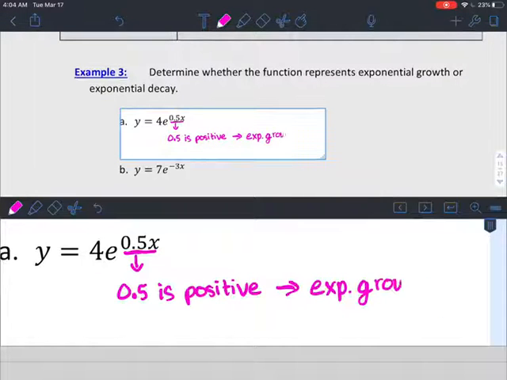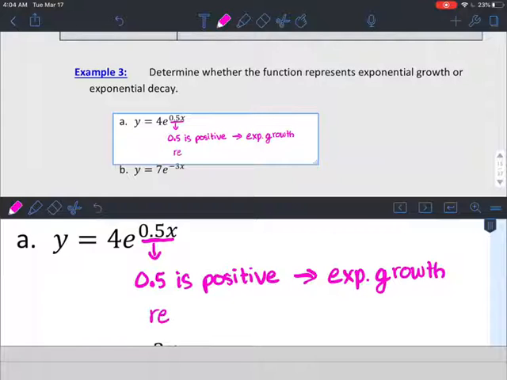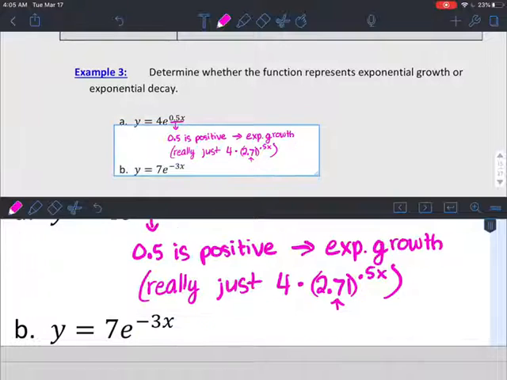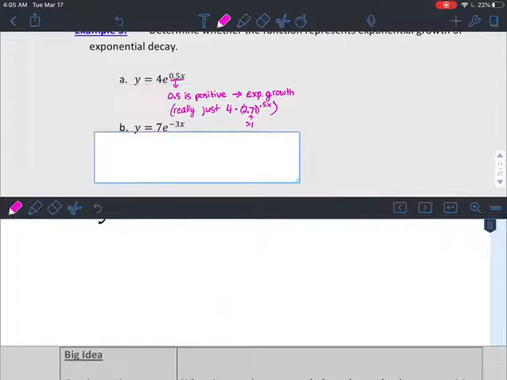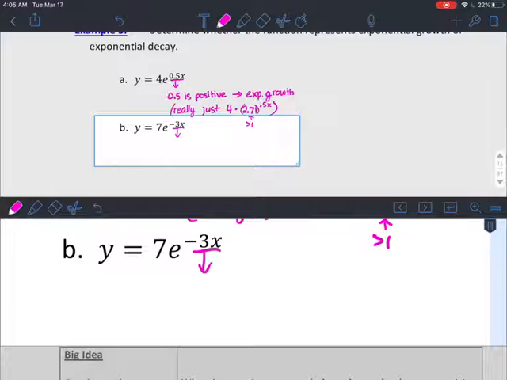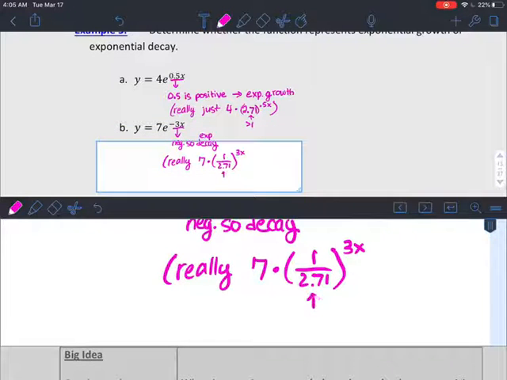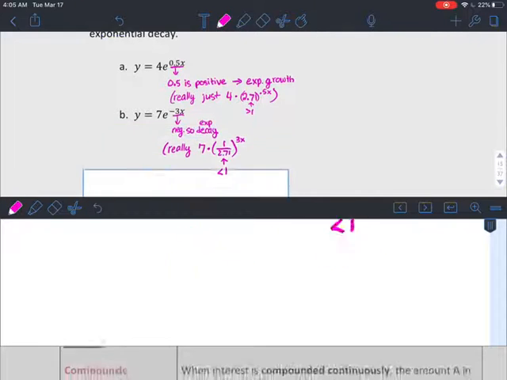You can always think of e as like 2.71 also, if it helps you. Where if we talked about 2 to the x power, since 2 was greater than 1, it was exponential growth. This is the same idea. So you can always turn that back into a number and think about it. If you have e to the negative 3x, that's going to be exponential decay. The reason why is because if you think about that as a negative exponent and you have 1 over 2.71, then the base of your exponential function is a number that's less than 1, so that means it's going to be exponential decay.